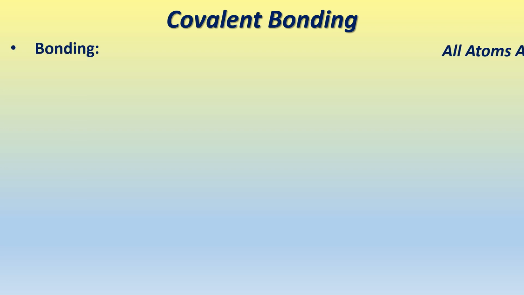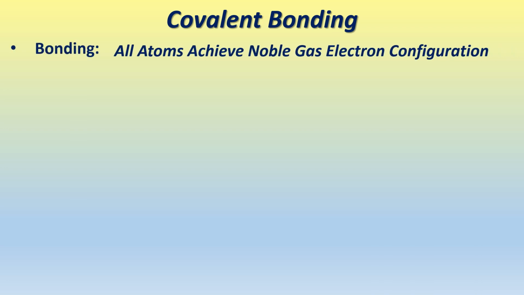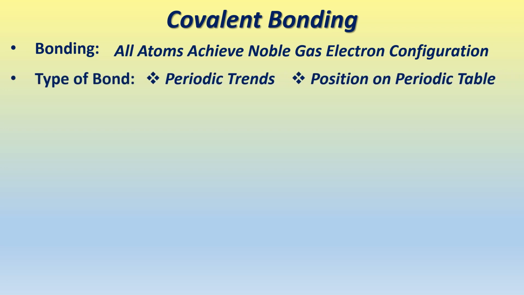In this case, the purpose is still the same. All of the atoms are now sharing electrons to obtain noble gas configuration. Which type of bonding one applies depends upon the position on the periodic table and periodic trends.